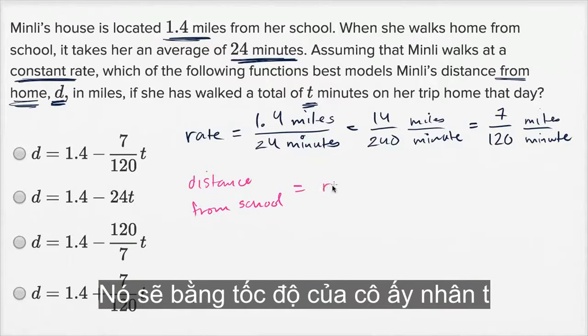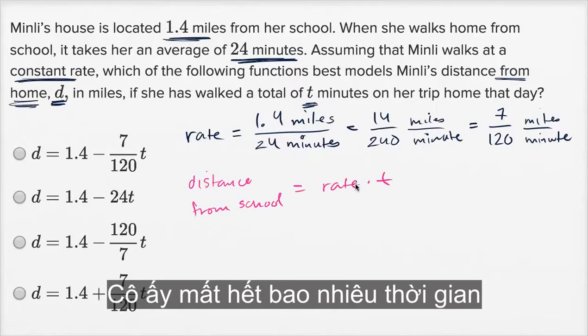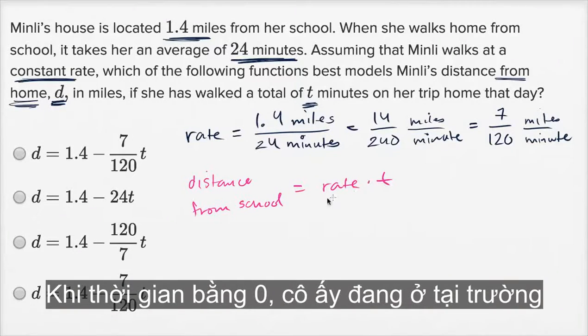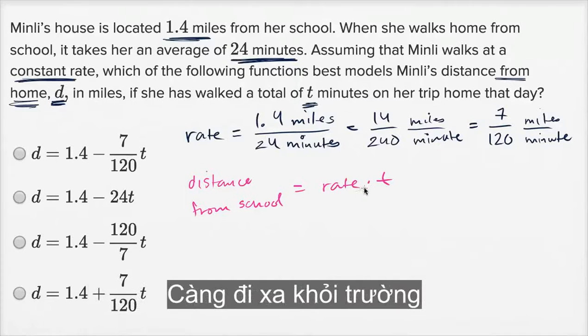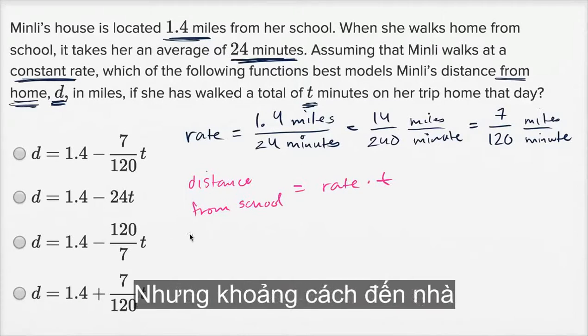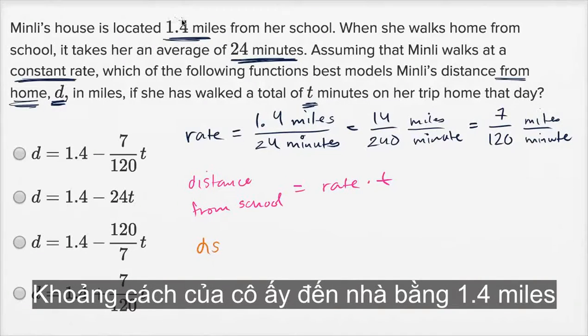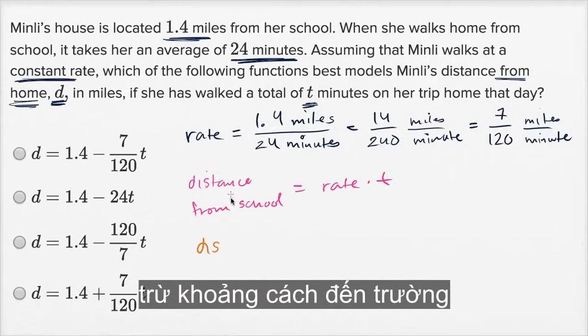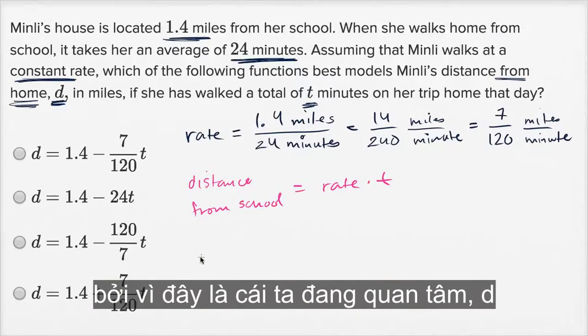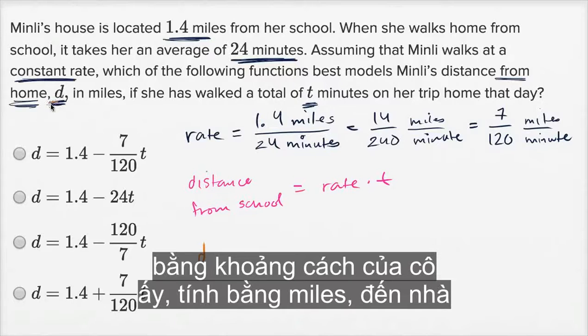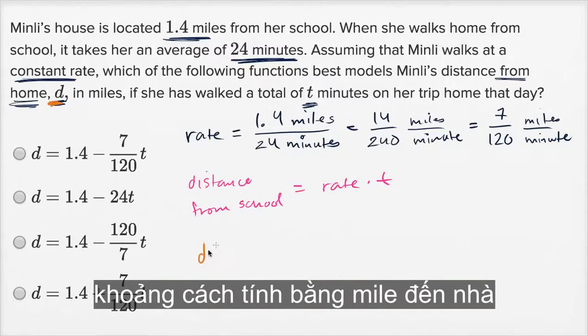That's just going to be her rate times t, times how much time has passed by. When time is 0, she's going to be at her school. As time increases in minutes, she's going to get further and further away from her school. But her distance from home is going to be 1.4 miles minus the distance from school. So let me just write d, because this is what we care about. d, which is her distance in miles from home.